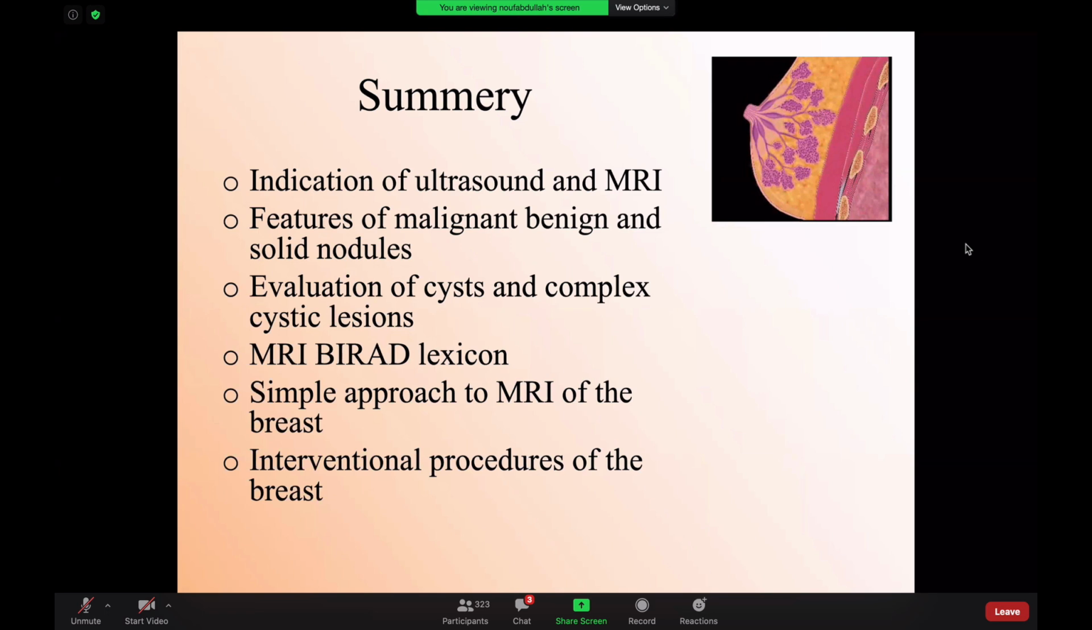We learned that whenever you have a suspicious feature, regardless of mass or non-mass-like enhancement, you always go by the most suspicious. So if the morphology is suspicious and the kinetic is benign, the final BI-RADS category is suspicious. If the morphology is benign and the kinetic is suspicious, then the final BI-RADS category is suspicious and you need to do a biopsy.